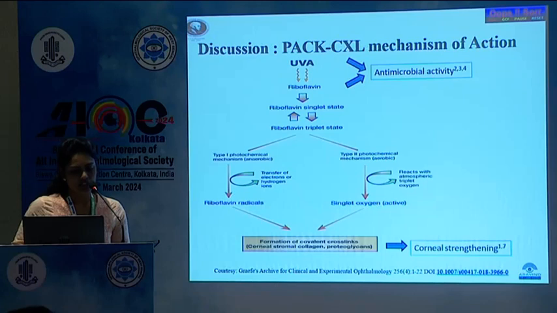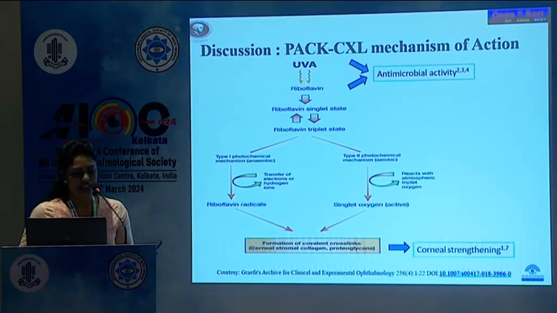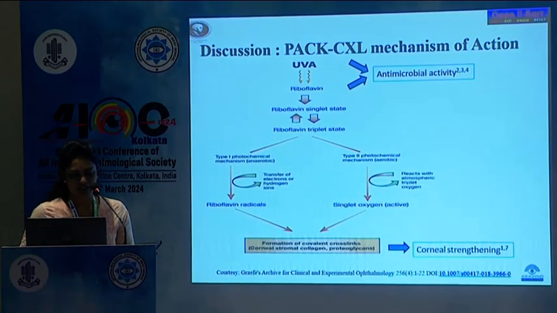Coming to the discussion, riboflavin and UVA both possess antimicrobial activity. Riboflavin, on exposure to UV light, gets activated into riboflavin triplet state. It can enter either into aerobic or anaerobic mechanism, by which it causes formation of covalent crosslinks and results in corneal strengthening.